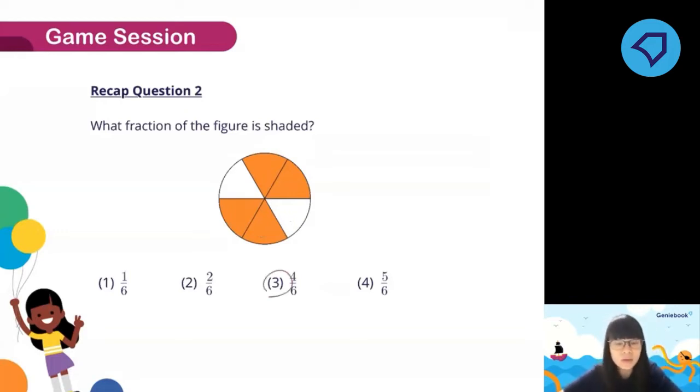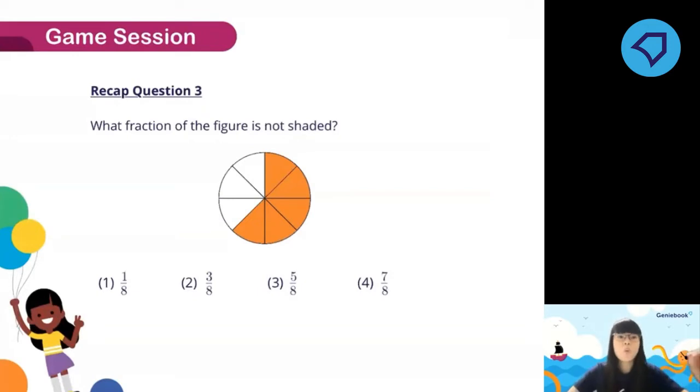Hi, Celeste. Are you ready for one last question? One last question just to make sure that you guys can read the question carefully and understand what the question is asking. Okay, recap question number 3. What fraction of the figure is not shaded? Options launching in 3, 2, 1. Ta-da! Keyword here, not shaded. Come on, guys, read the question carefully.